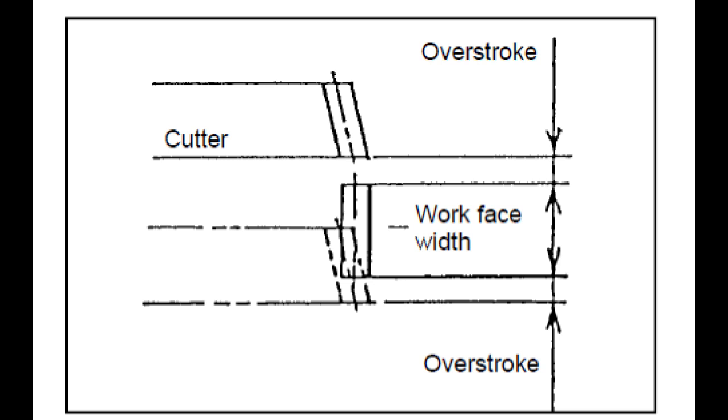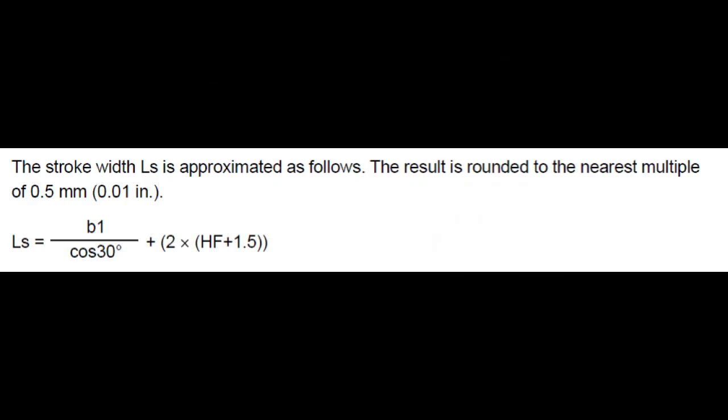calculations by the operator. If you haven't installed your new NIDEC shaper yet, here is how to calculate the needed overtravel for spur and helical internal teeth. The stroke width, LS, is approximated using the following formula.